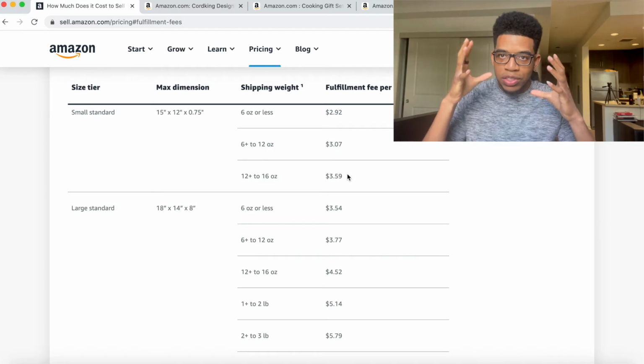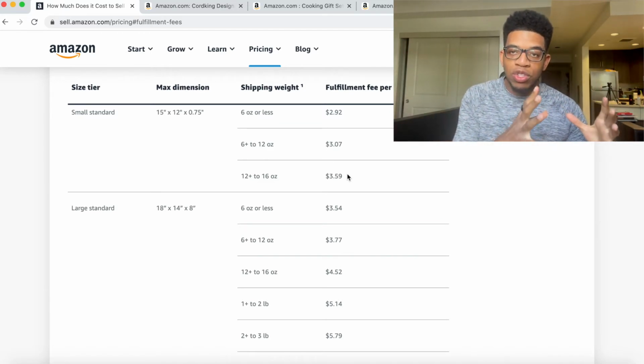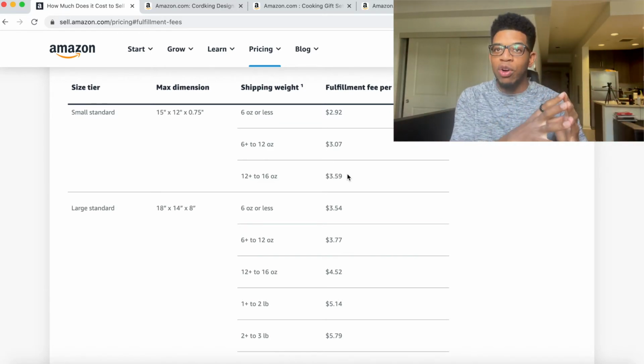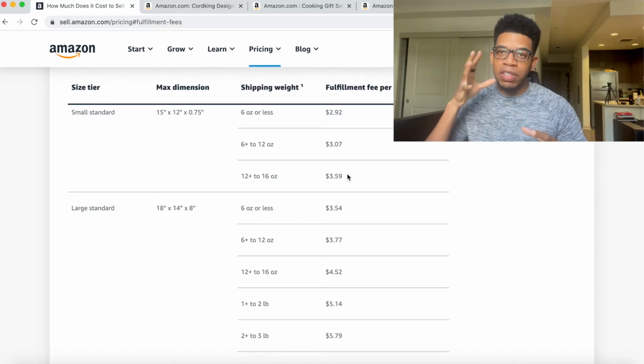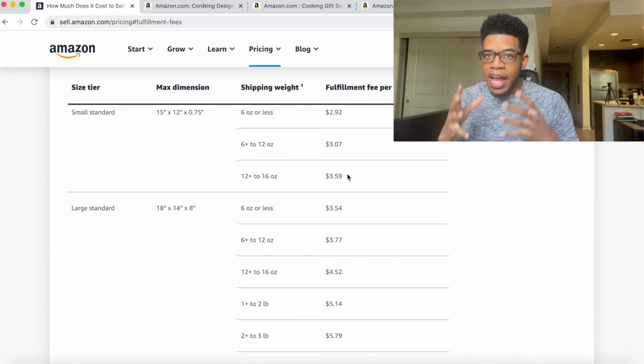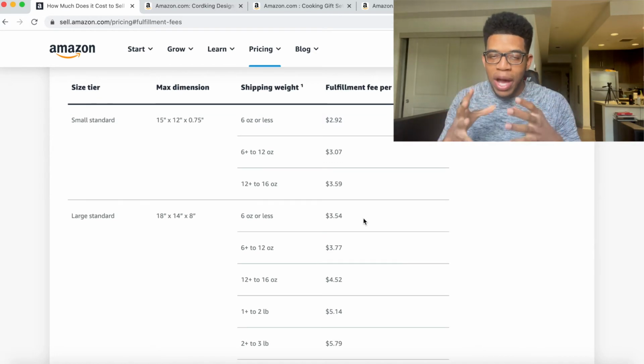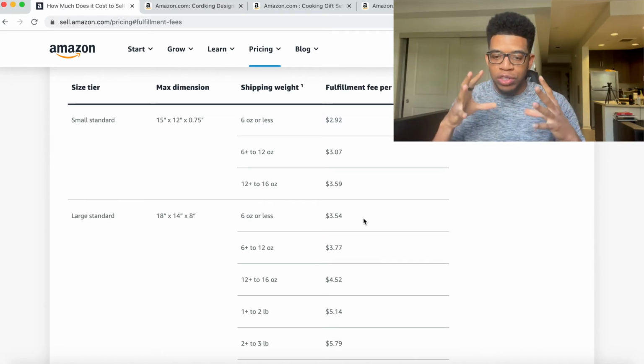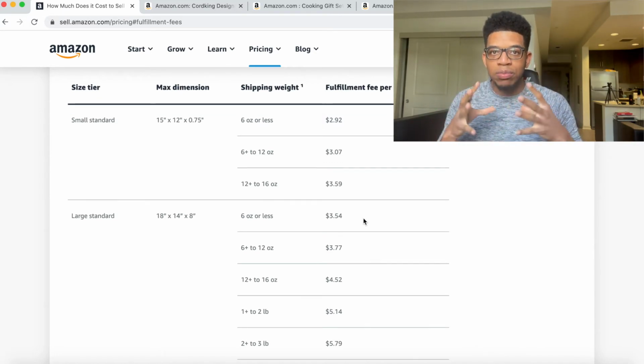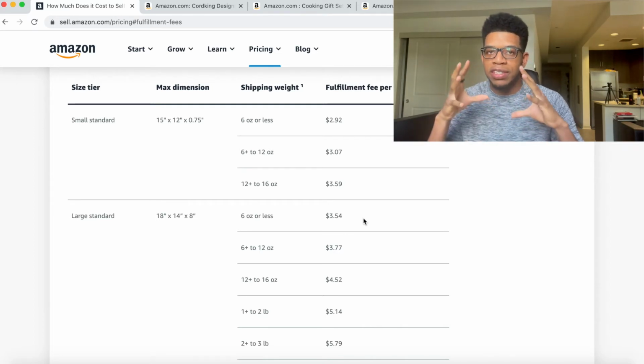FBA fees. So once again, we have the referral fee, which is around 15%, give or take, depending on your specific category. And now for the FBA fees, we have another around 15%, depending on the price of the item. But for an average $25 priced item, it's around 14 or 15%. And so this is why most of the items in this small standard size tier are going to be around $25, $30 as the sale price. Slightly more, slightly less, you can get away with as well.